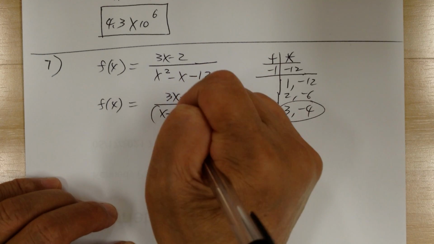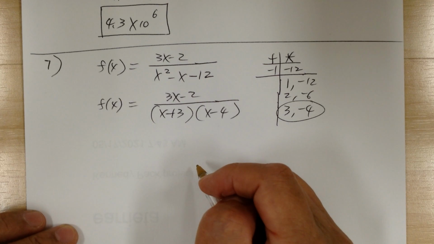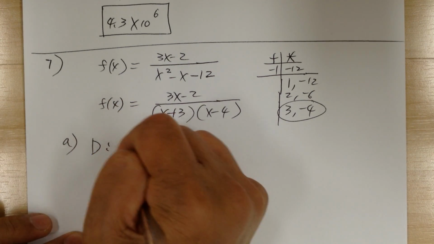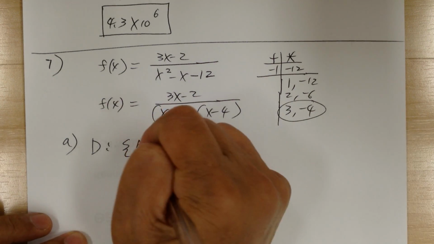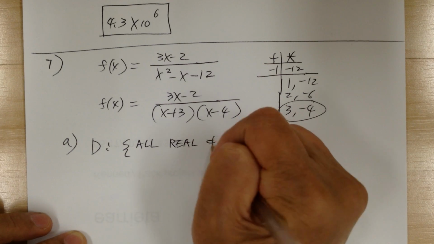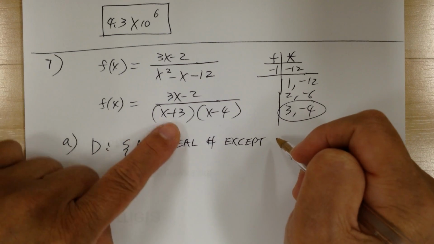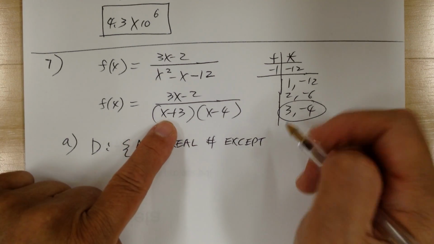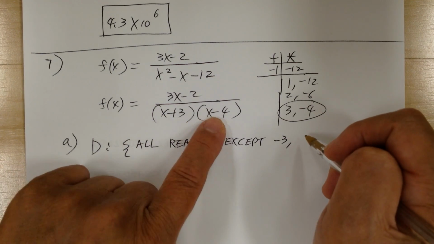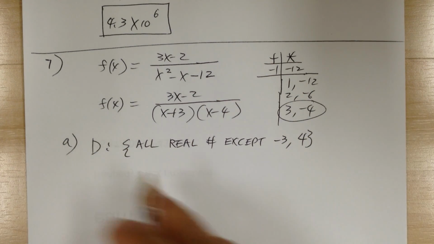So you're going to get x plus 3, x minus 4. Okay. So first you need to look for domain. So domain would be equal to all real numbers except, so all the values are good except for negative 3, because negative 3 will make this equal to 0, so that's not allowed, and x cannot equal 4. Okay, so that's your answer for part A.